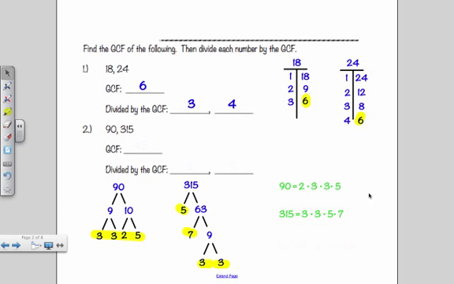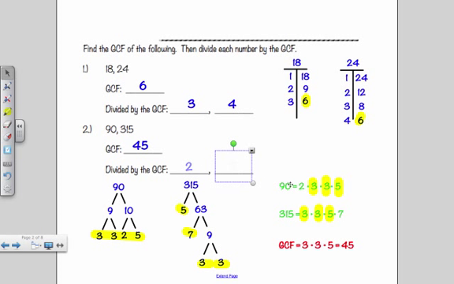Now, greatest common factor is what we are looking for, so we're going to find the greatest number that's in common with both of these numbers right here. So I have a 3 in common, I have another 3 in common, and I also have a 5 in common, which means that my GCF is going to be 3 multiplied by 3 multiplied by 5, which is 45. So now I know my GCF is 45, and then if I divide out my numbers, I get 2 and 7.